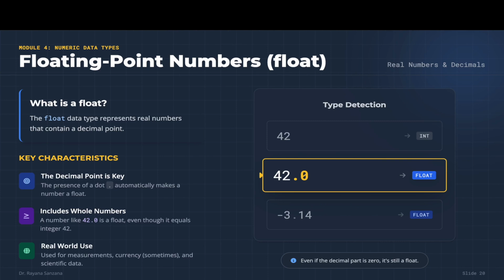Floats represent real numbers with a decimal point. The most important thing to remember is that the decimal point is the signal to Python. Even if you write 42.0, which mathematically equals the integer 42, Python sees that dot and stores it as a float. This distinction matters because floats are stored differently in memory and behave differently in certain calculations.